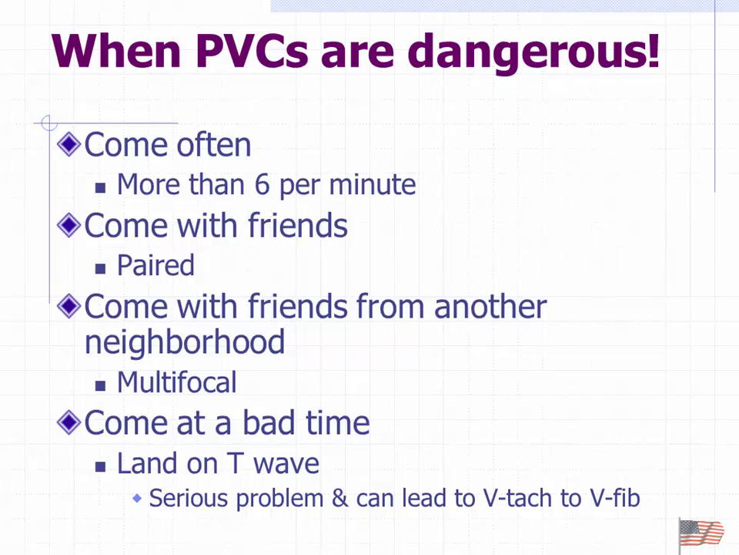So they're dangerous when they come often, when they come with friends, paired, when they come with friends from different neighborhoods, multifocal, or when they come at a bad time. The worst time to have a PVC is when the heart is in a repolarization state, the T wave. You have a PVC that jumps onto the T wave, it puts you into VFib. Your heart doesn't know what to do. I'm repolarizing, and now you're asking me to depolarize? Screw it. And it just stops. Not good.